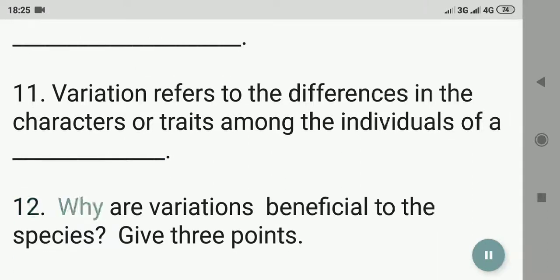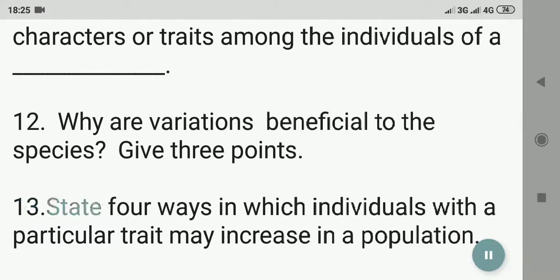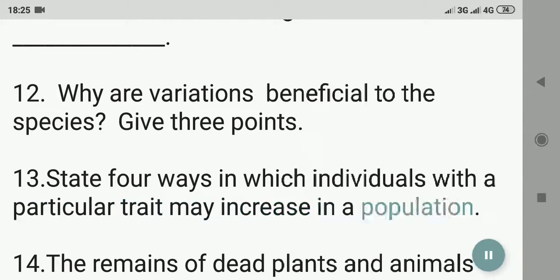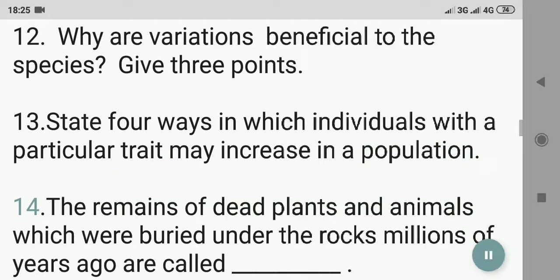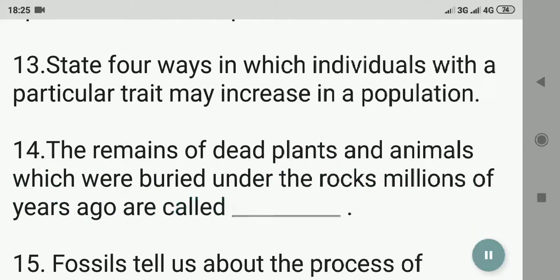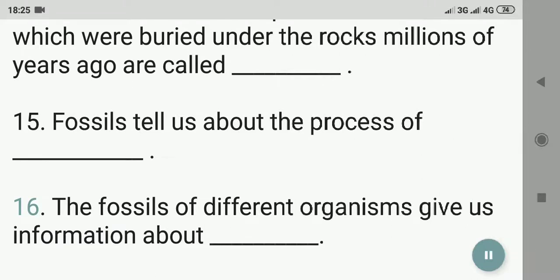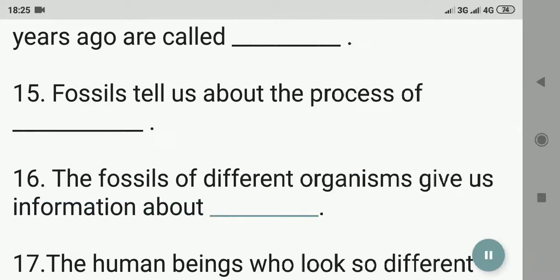12. Why are variations beneficial to the species? Give 3 points. 13. State 4 ways in which individuals with a particular trait may increase in a population. 14. The remains of dead plants and animals which were buried under the rocks millions of years ago are called blank. 15. Fossils tell us about the process of blank. 16. The fossils of different organisms give us information about blank.